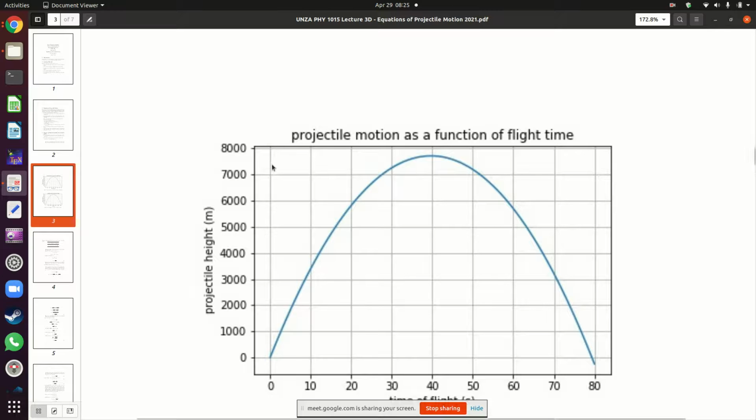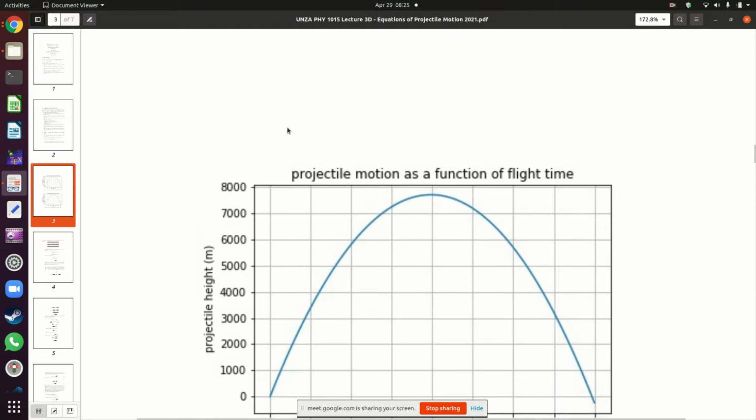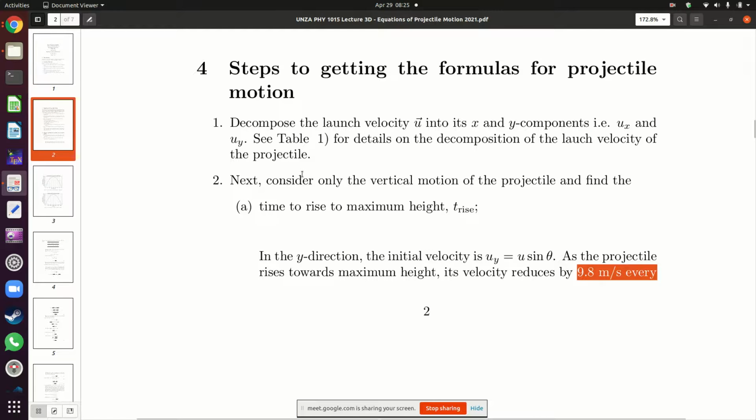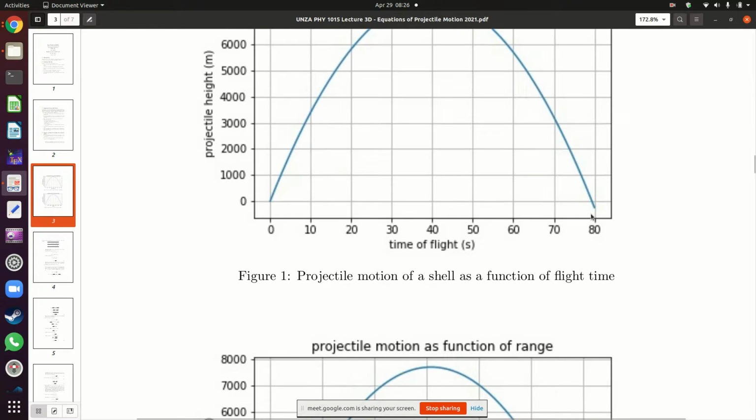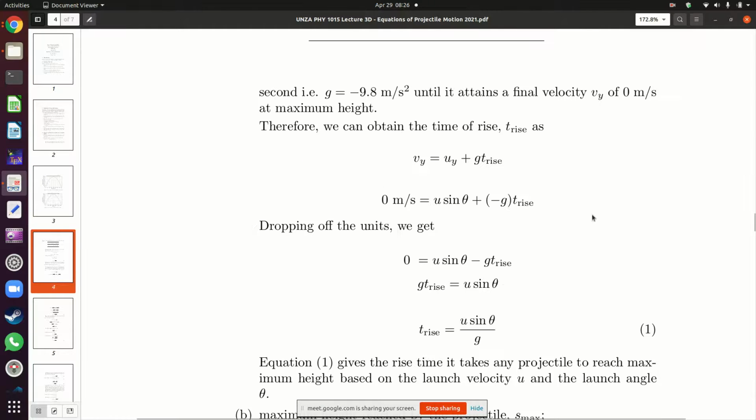Since the projectile is moving away from the surface of the earth, the acceleration is going to be minus 9.8. As the projectile comes back to the surface of the earth, the acceleration is going to be plus 9.8. So we use this information: the initial velocity of the projectile is u sine theta. As the projectile reaches maximum height, its final velocity is going to be 0 meters per second, and the acceleration is minus 9.8 meters per second squared. So we plug that information in here.